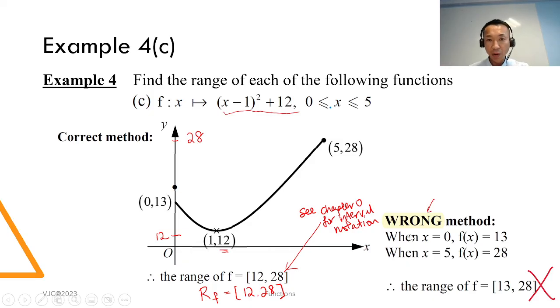Some of us may say, oh, okay, never mind, I substitute 0 in. f(0) is actually 13. I substitute 5 in. f(5) is actually 28. Then you wrongly conclude, I repeat, you will wrongly conclude the range is from 13 all the way to 28.